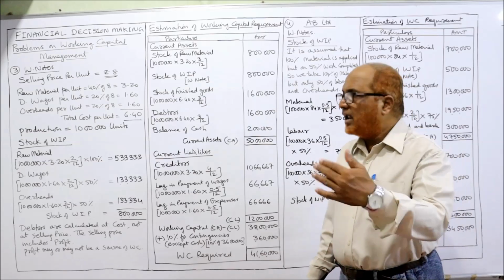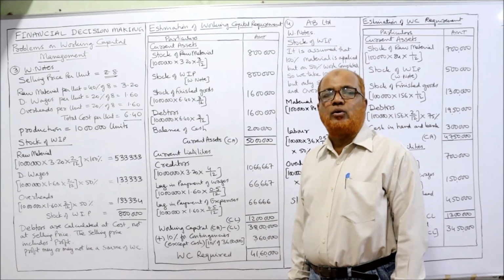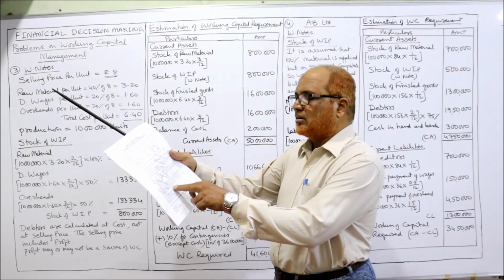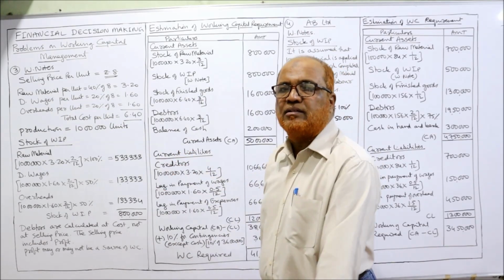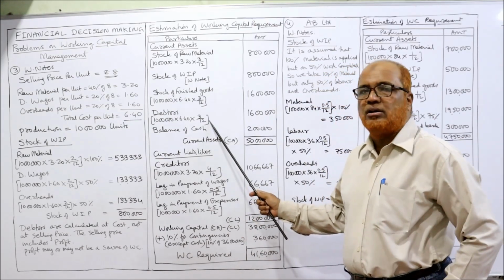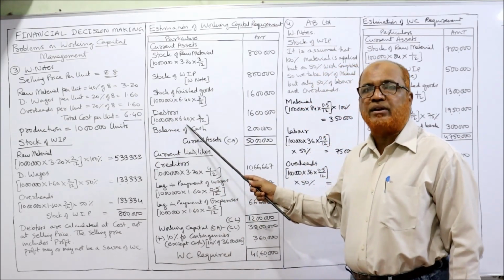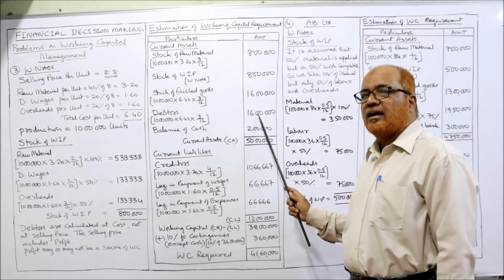Debtors. We are allowing 3 months time period to debtors. It is given here, 3 months from the date of dispatch. Credit given to debtor is 3 months from the date of dispatch. So 10 lakh units into 6.40 total cost per unit into 3 by 12, 16 lakh.